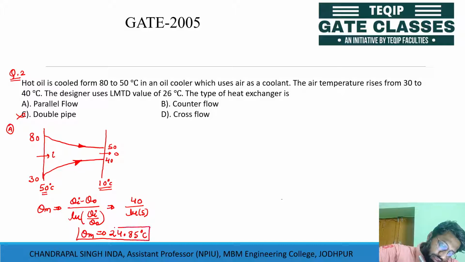As the designer is using, the LMTD is equal to 26 degrees centigrade, and it is lesser than the designed value, meaning a parallel flow heat exchanger. We obtain the value of 24, which is lesser than the designed LMTD. So option A is incorrect.